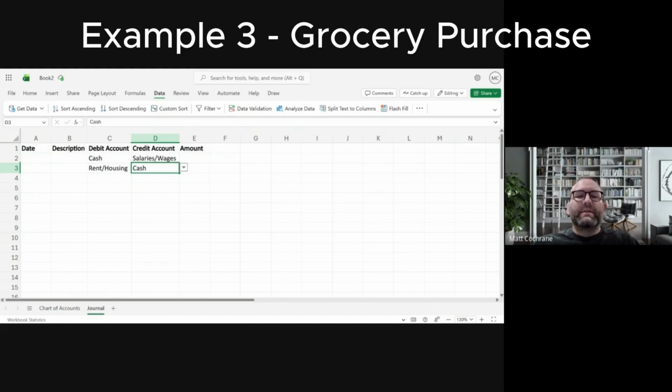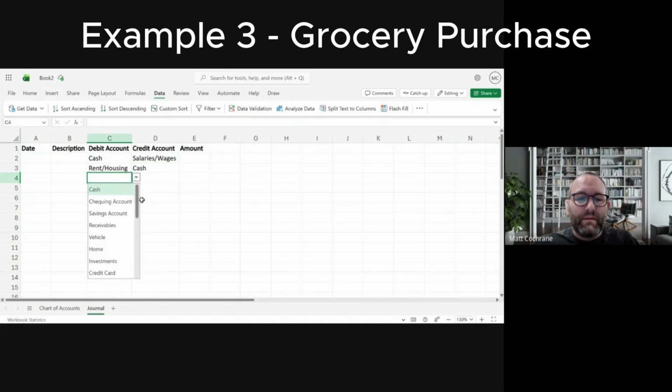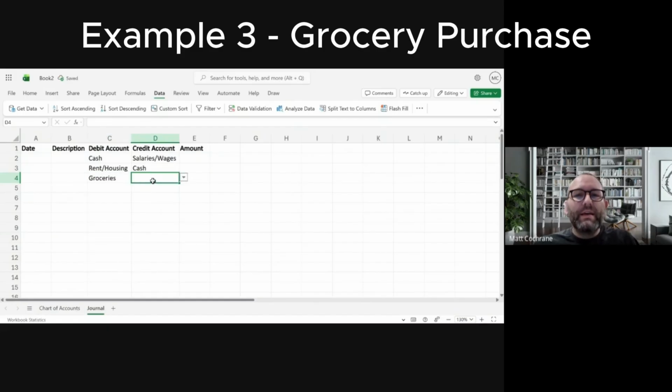All right, example number 3. You go out and you buy some groceries. What are the two accounts that are affected? Well, first we have to deal with the grocery expense. And of course, that's an expense. And it's an increase in that expense account. And expense accounts increase with debits. So we have to debit the grocery expense account. Go down here, find it, groceries. And how are we paying for this? We're paying for it with cash. And so cash is our credit.